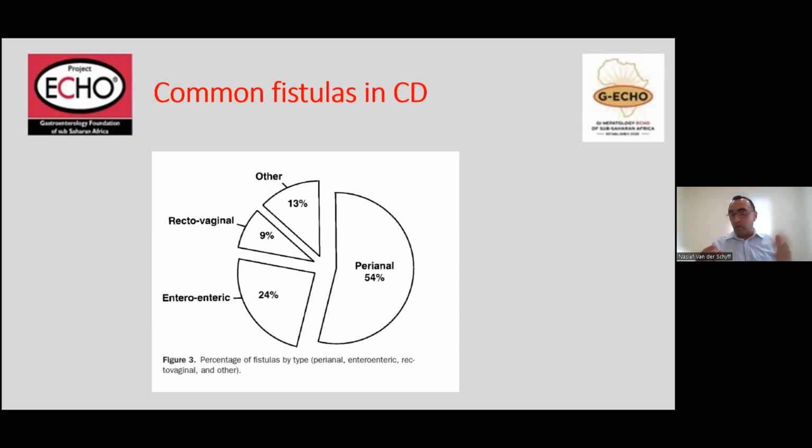If you look at fistulas in Crohn's disease, in 54% of cases it is peri-anal involvement. But also, as I've indicated previously, there can be involvement between the gut, an enteroenteric fistula, it can also be a rectovaginal fistula, and other types account for 13%.